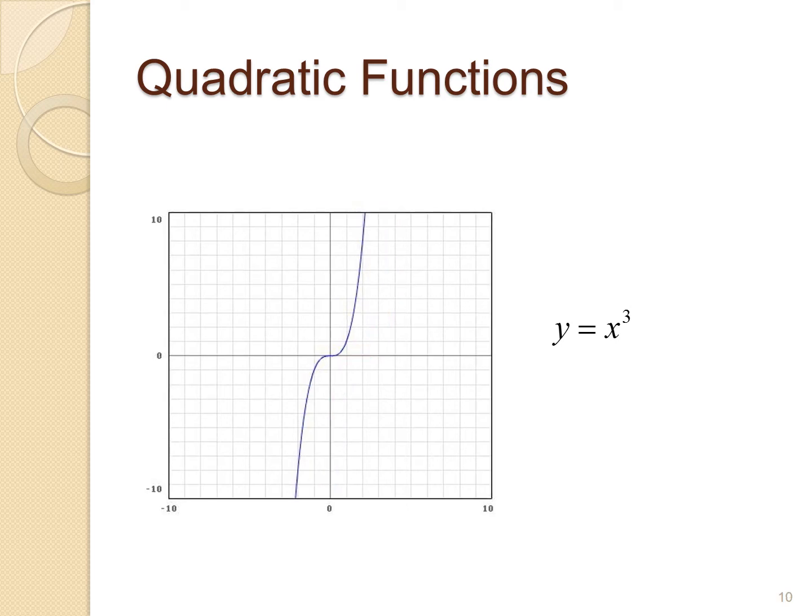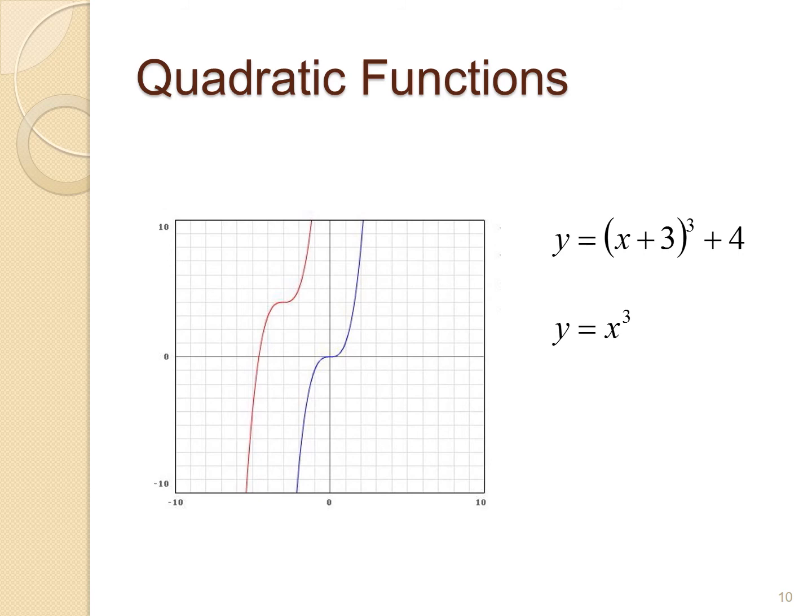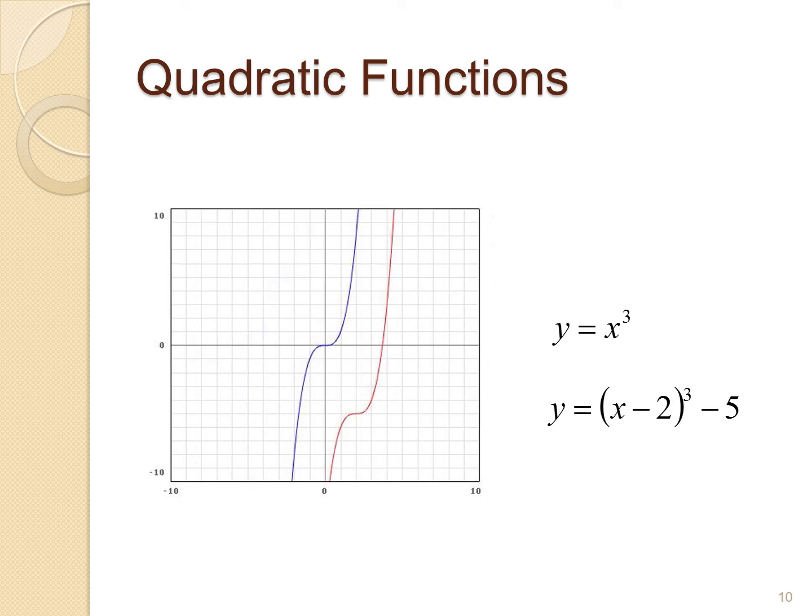And of course then doing the same thing with all these together. When you have y is equal to the quantity x plus 3 cubed plus 4, that's going to shift it left 3, but then move that center point up 4. So it's a little bit more complex, a little bit harder to draw, but it's the same concept. If we had y is equal to the quantity x minus 2 cubed minus 5, that's going to shift it to the right 2 and down 5.